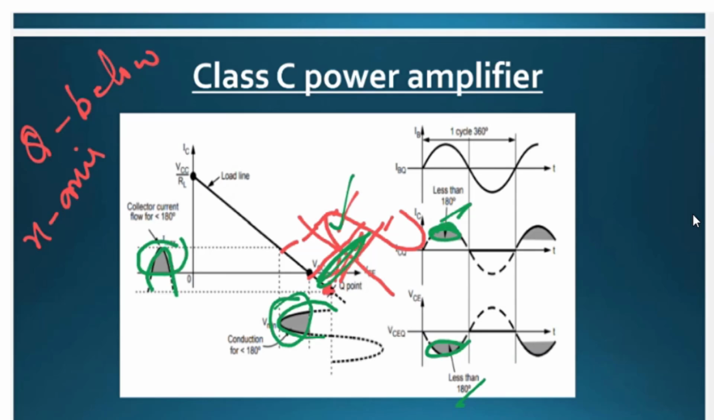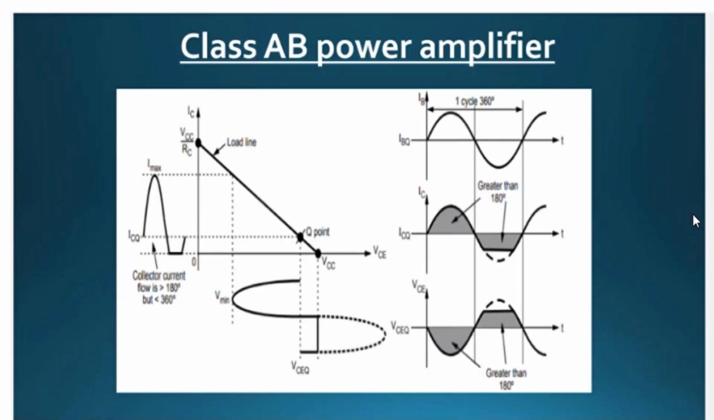Now coming to class AB. Where is the operating point here? This is the operating point. The operating point is above the x-axis and below the midpoint of the DC load line. So what will happen? Suppose you apply the waveform like this. You're going to get the full half cycle and also this portion of the signal. So totally one half cycle and a part of the next half cycle. You're going to get this as output.